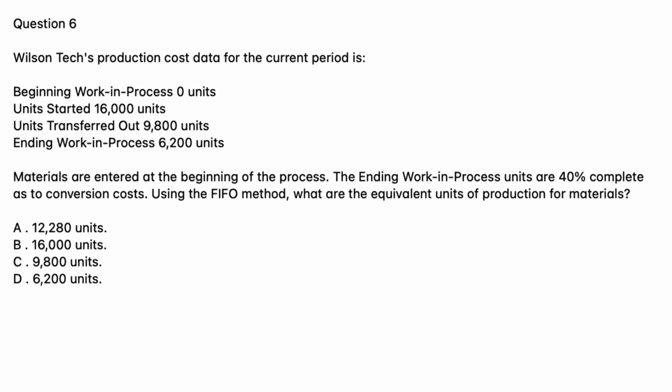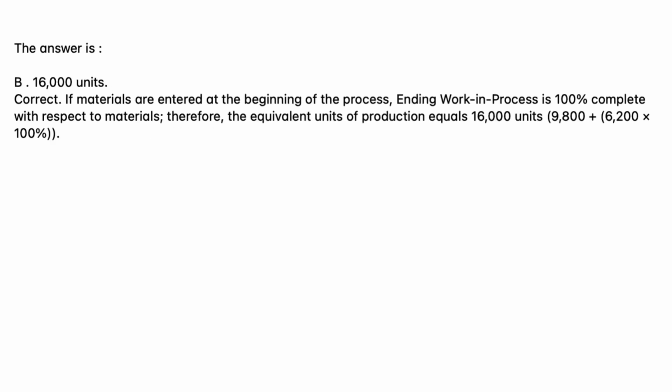A. 12,280 units. B. 16,000 units. C. 9,800 units. D. 6,200 units. The answer is B. 16,000 units. Correct. If materials are entered at the beginning of the process, ending work in process is 100% complete with respect to materials. Therefore, the equivalent units of production equals 16,000 units: 9,800 plus 6,200 by 100%.